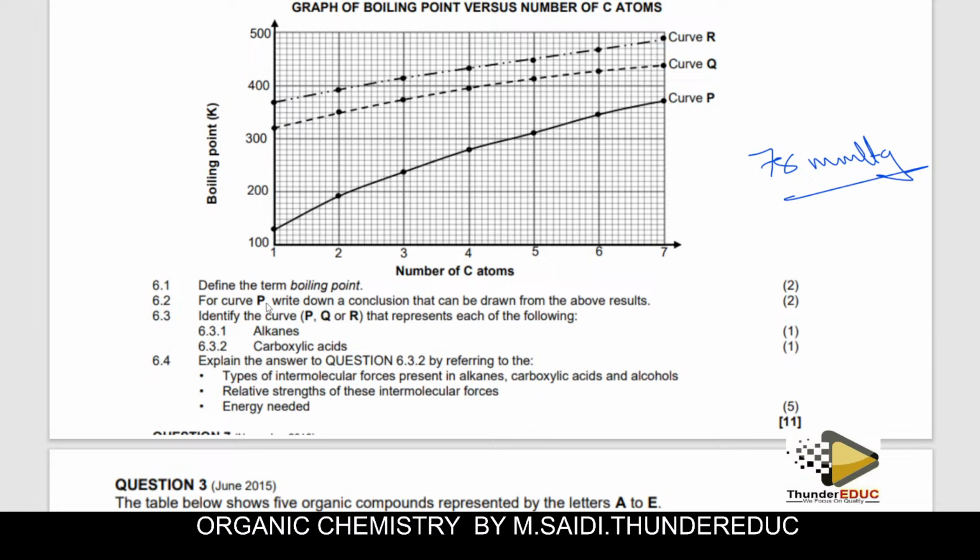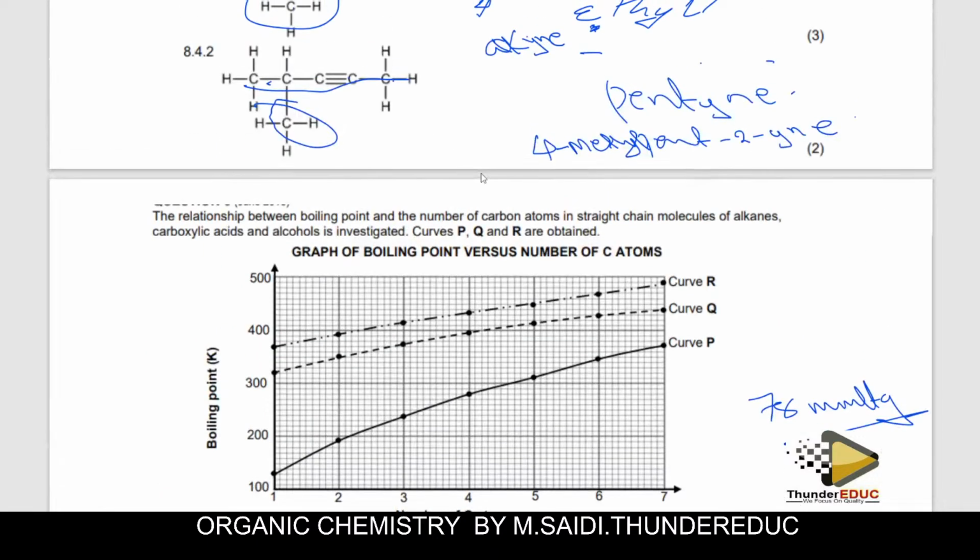They're saying that for curve P, write down the conclusion that could be drawn. Let me see. The relationship between boiling point and the number of carbon atoms in the straight chain molecules of alkanes, carboxylic acids, alcohols are investigated. Alkanes, definitely, will have a low boiling point. Carboxylic acid will have a higher boiling point, and then alcohols will have a medium boiling point.